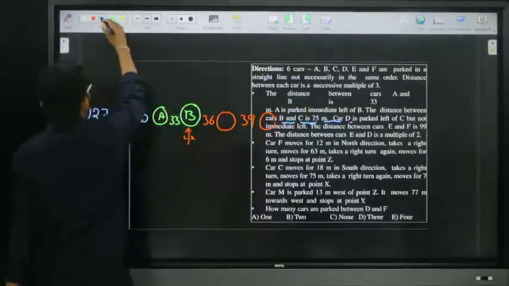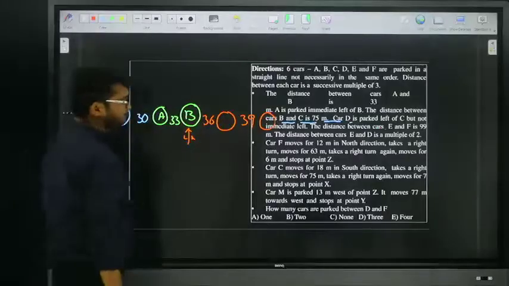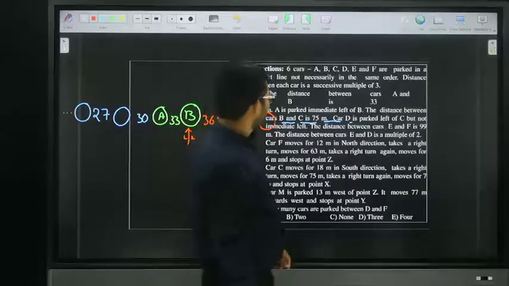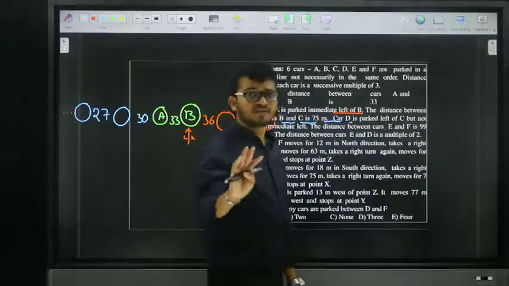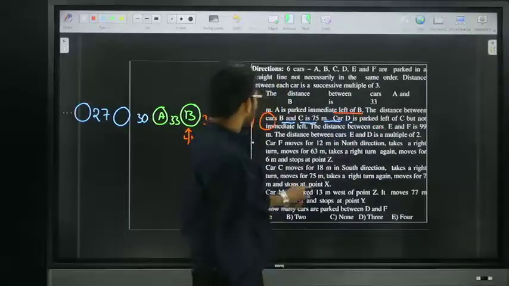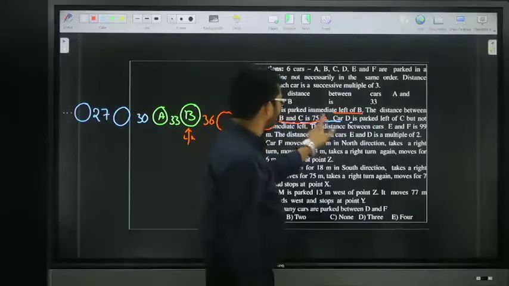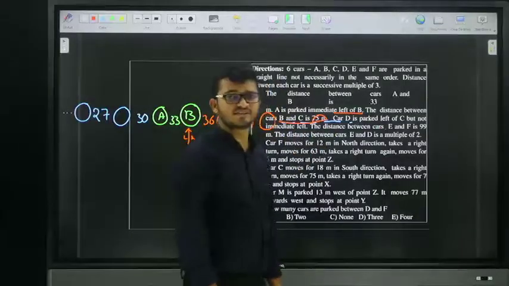Friends, leave it. Go for the next point. See here, the dimension is one. Car A is parked immediate left of car B. Next, the distance between car B and C is 75.